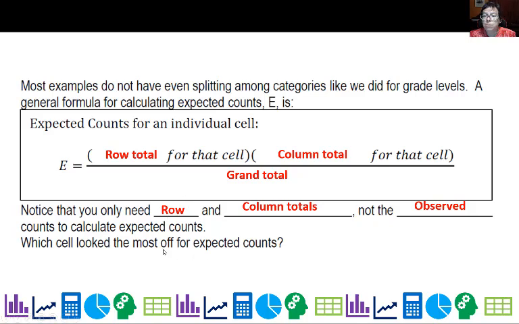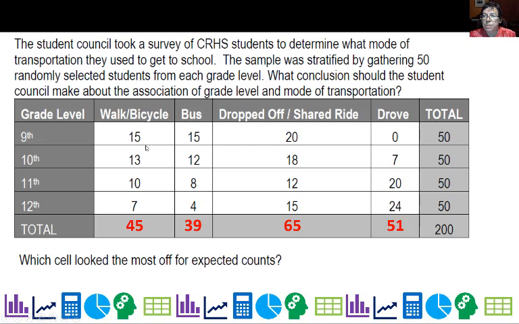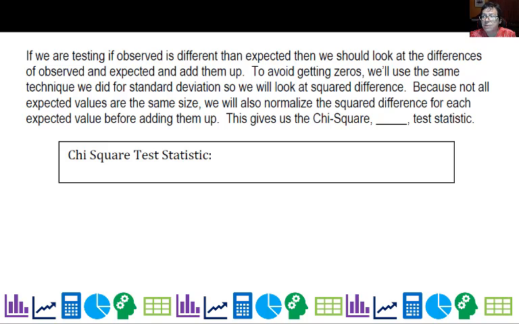So which cell looked the most off for expected counts? I'm going to go ahead and put in the expected counts, and you can see that on this one it looks like none of the 9th graders drove, right? So that kind of makes sense. 9th graders don't have their driver's license yet, not usually anyways.